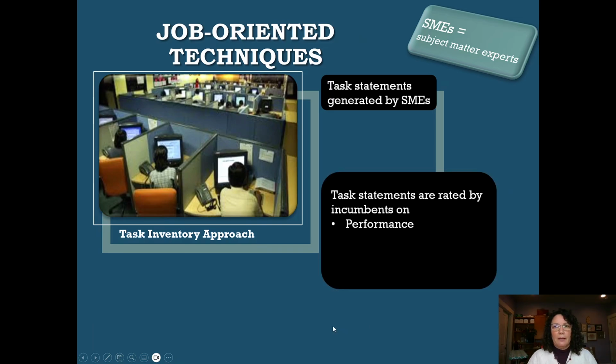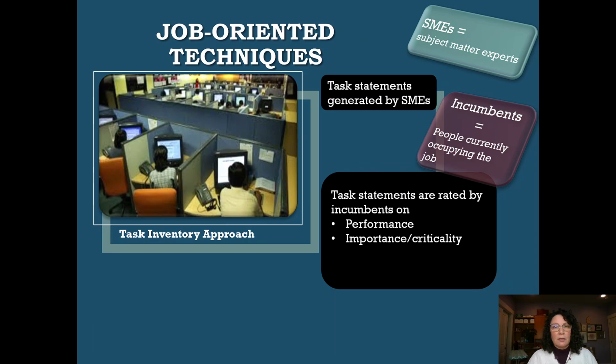And then people who are in the job, no matter who wrote the task statements, the incumbents, are going to rate the task statements on how often they actually perform those things. A lot of times if you leave it up to the supervisor to write down the task statements, they'll write down things that the incumbents in the job say, we never do that. Or they'll leave things off the list that they do every day. And so it's important to have incumbents look at the list and see whether they really perform those or not.